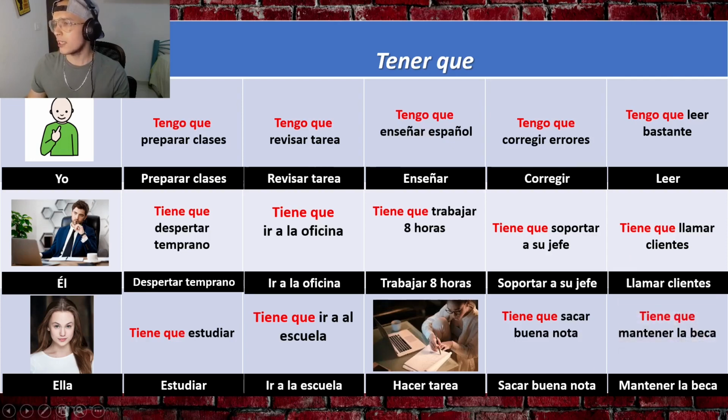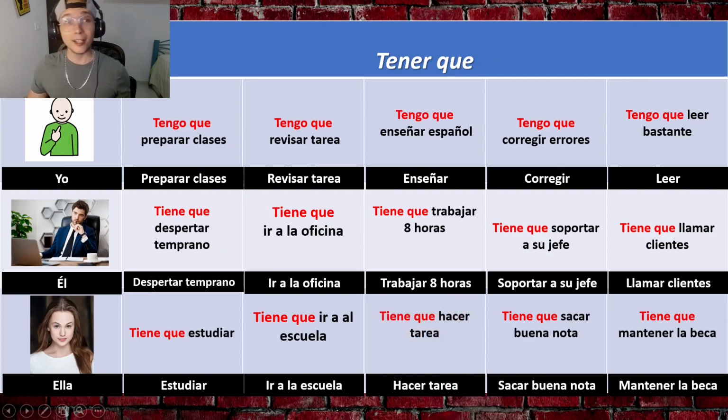And last but not least, let's say she has to do homework. So, ella hacer tarea, tener que. Vamos. There it is. So, ella tiene que hacer tarea.